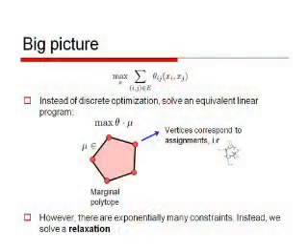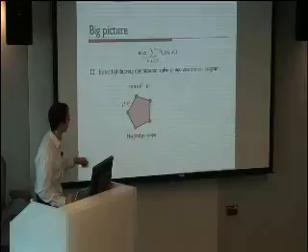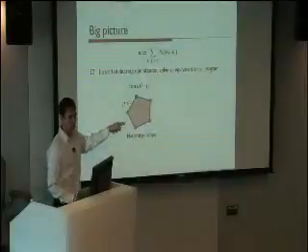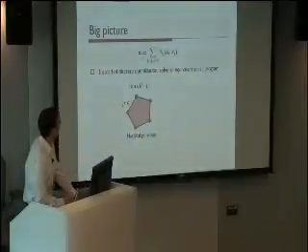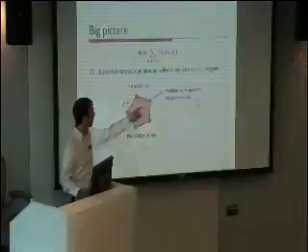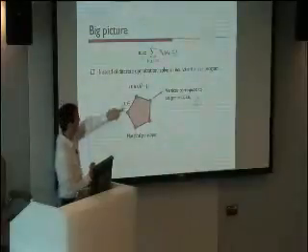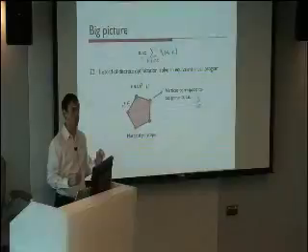Okay, so first I'm going to start with the big picture of the approach. What we're going to do is take this discrete optimization problem and formulate it as an equivalent linear program. So what I'm drawing for you here is a polytope, in 2 dimensions a polygon. The extreme points, the vertices of this polytope, correspond to the assignments that we're trying to predict. So every possible assignment, corresponding to different sidechain positions, corresponds to one vertex on this polytope.